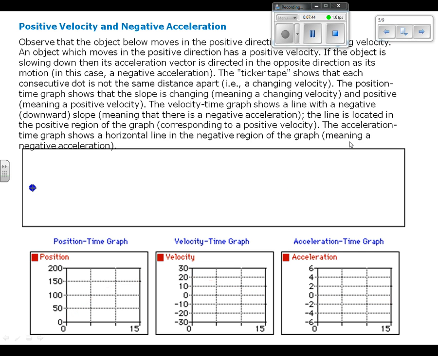When they are different, then the little rabbit is doing what? Slowing down. Why? How can we know for sure that he's moving to the right? Positive velocity. He's moving to the right because the velocity is positive.